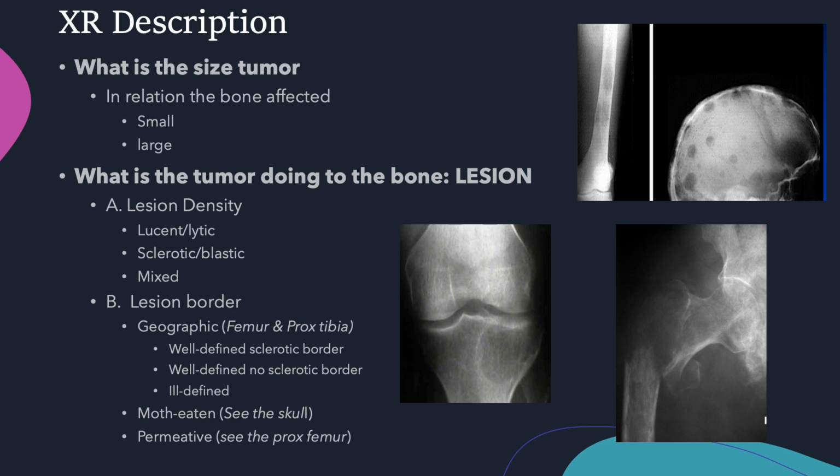By its border, you may say geographic, well-defined, sclerotic; geographic, well-defined, non-sclerotic; or geographic, ill-defined, or less delineated. Geographic means you are able to see the lesion's border, or the lesion's starting and end point. Look at the skull X-ray, you have that characteristic moth-eaten appearance, and the proximal femur below is the permeative one.